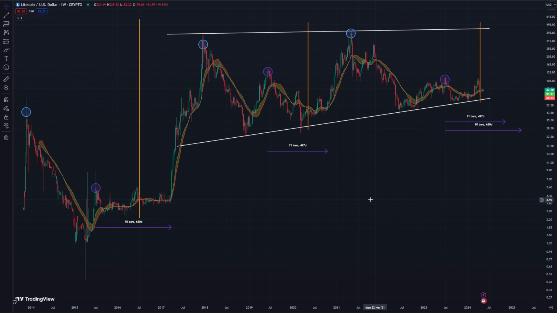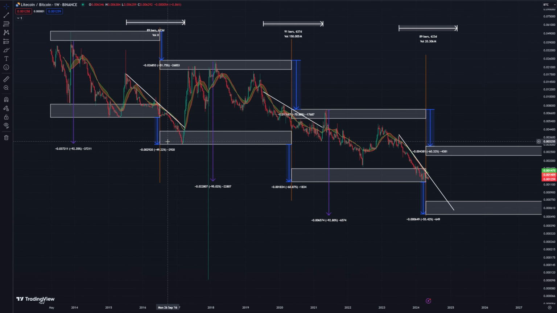But either way, I've talked long enough about the US dollar pair. Looking at the Bitcoin chart now, I love this chart, to be honest with you, because every time I pull it up, it just, man, it just makes me feel despair for Litecoin, to be honest with you.